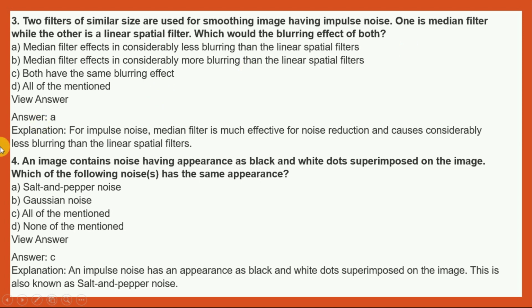Now the question is, an image contains noise having appearance as black and white dots superimposed on the image. Which of the following noise has the same appearance? So answer is salt and pepper noise and Gaussian noise. So that is option C, all of the mentioned.